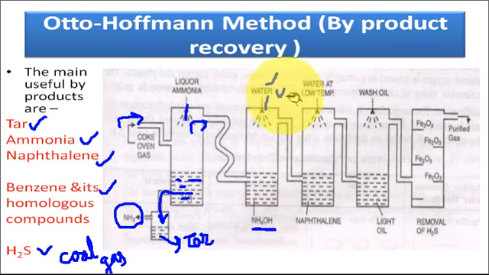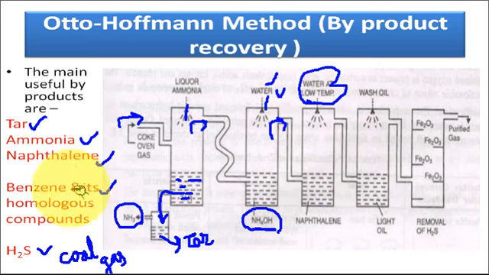So with the help of water, all the ammonia gets converted into ammonium hydroxide and collected at the bottom of the tank. Now the remaining gases are passed through a cooling tower in which water at low temperature, chilled water, is sprayed. Due to the spray of this chilled water, all the naphthalene present in the coke oven gas gets condensed and collected at the bottom. Due to the condensation, naphthalene is converted into liquid form and collected at the bottom.